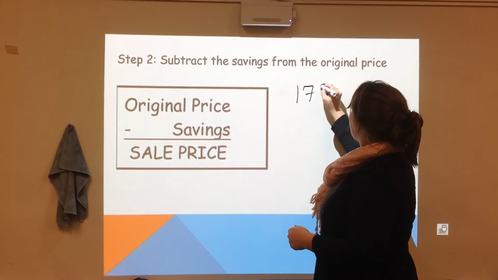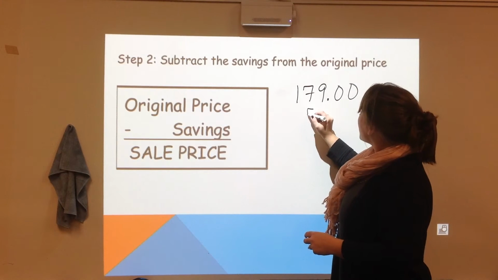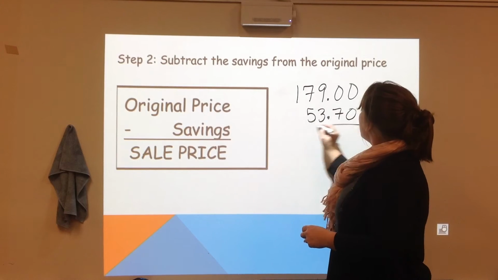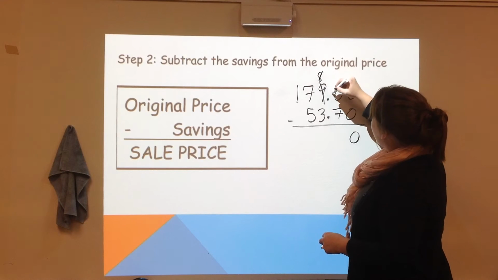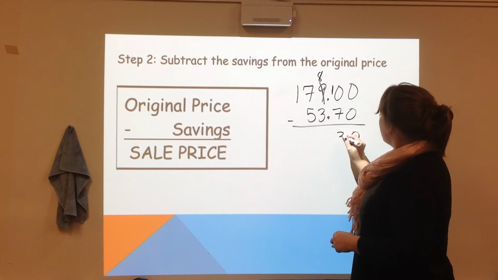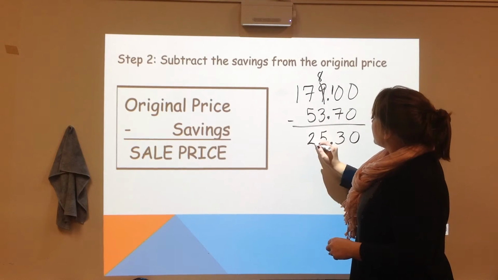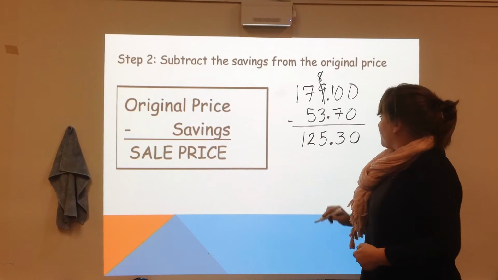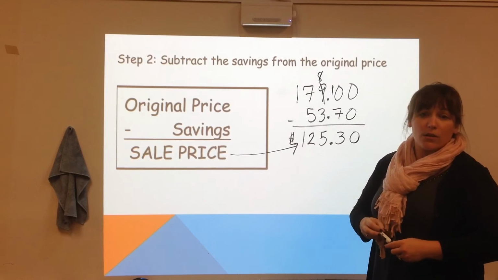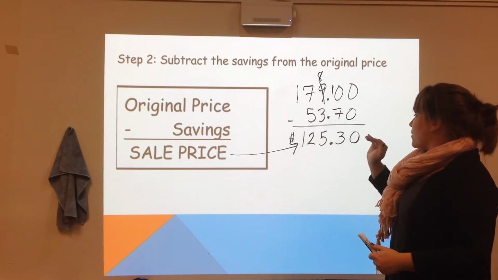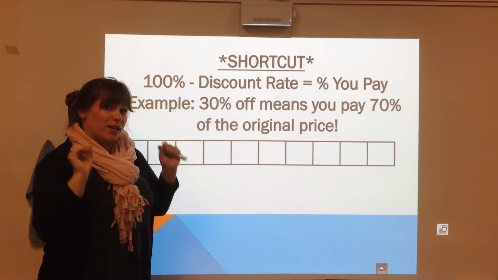So here's $179. Notice I'm going to line up the decimal points because I am subtracting. $53.70, and making sure there's 2 zeros here so that I can subtract. I have to trade. That becomes a 10. And now I'm going to subtract 8 minus 3, 7 minus 5, and 1 gets carried down. So my sale price, my price when I would buy that fishing pole at the register of our sporting goods store, is going to be $125.30.